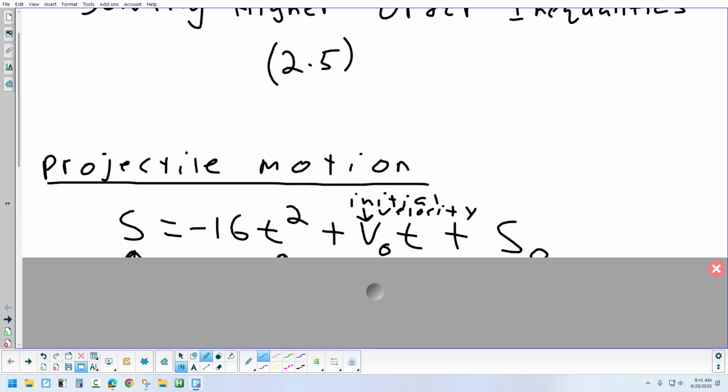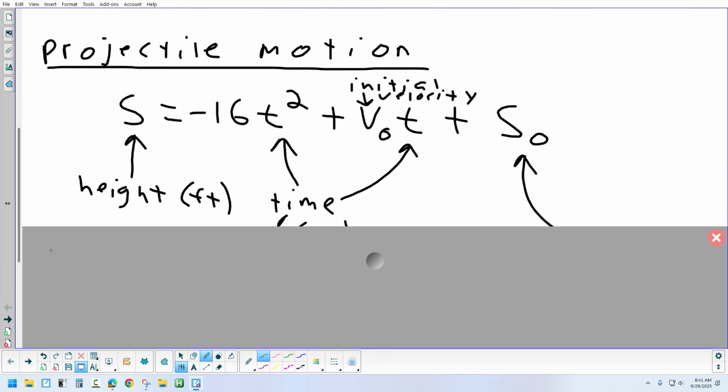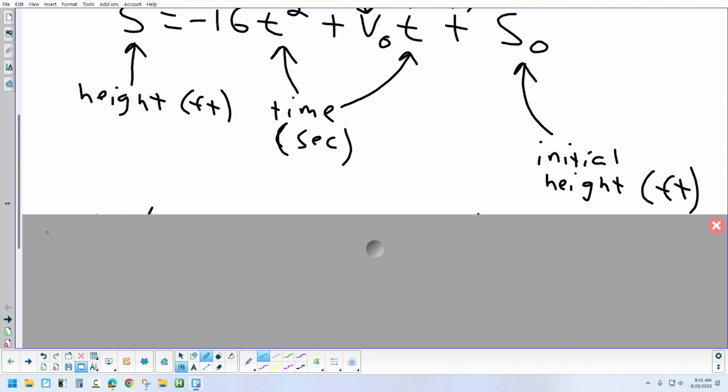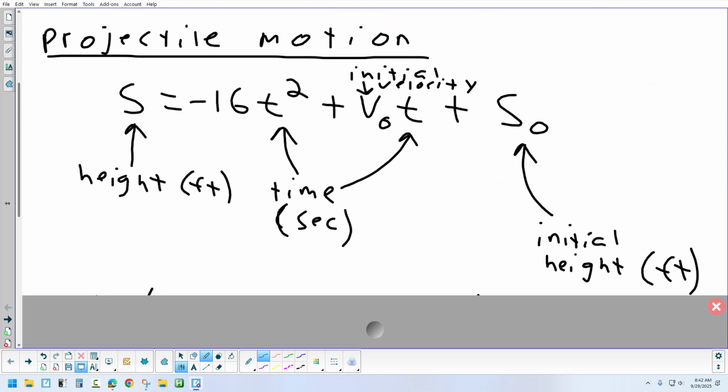All right, so we're going to look at projectile motion again. It's something we've already done, but there's the formula in case you need that again. So remember that the height of a projectile in this type of motion is given by negative 16t squared plus v sub 0 t plus s sub 0. The formula assumes that your units are in feet and seconds for the time.